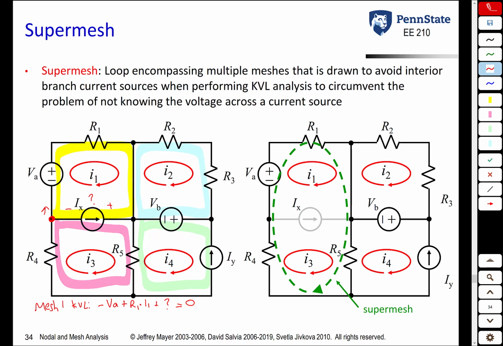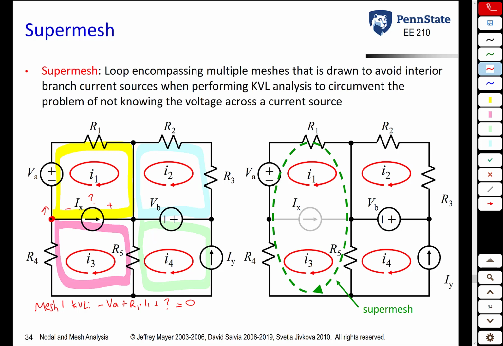Likewise, if we try to do that for the pink mesh, you'd have the same problem. You could find the voltage across resistor R5. It's R5 times I3 minus I4. You could find the voltage drop across R4. It's just I3 times R4. But when you get to that third element, that current source IX, you don't know.